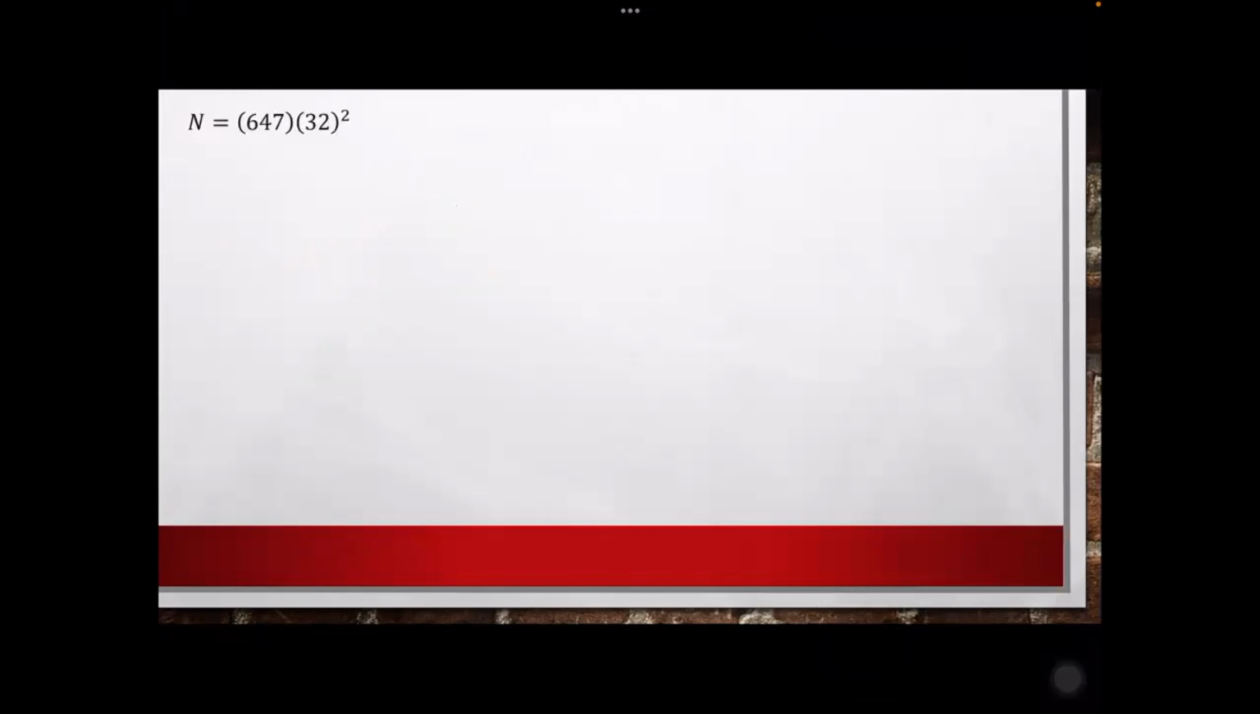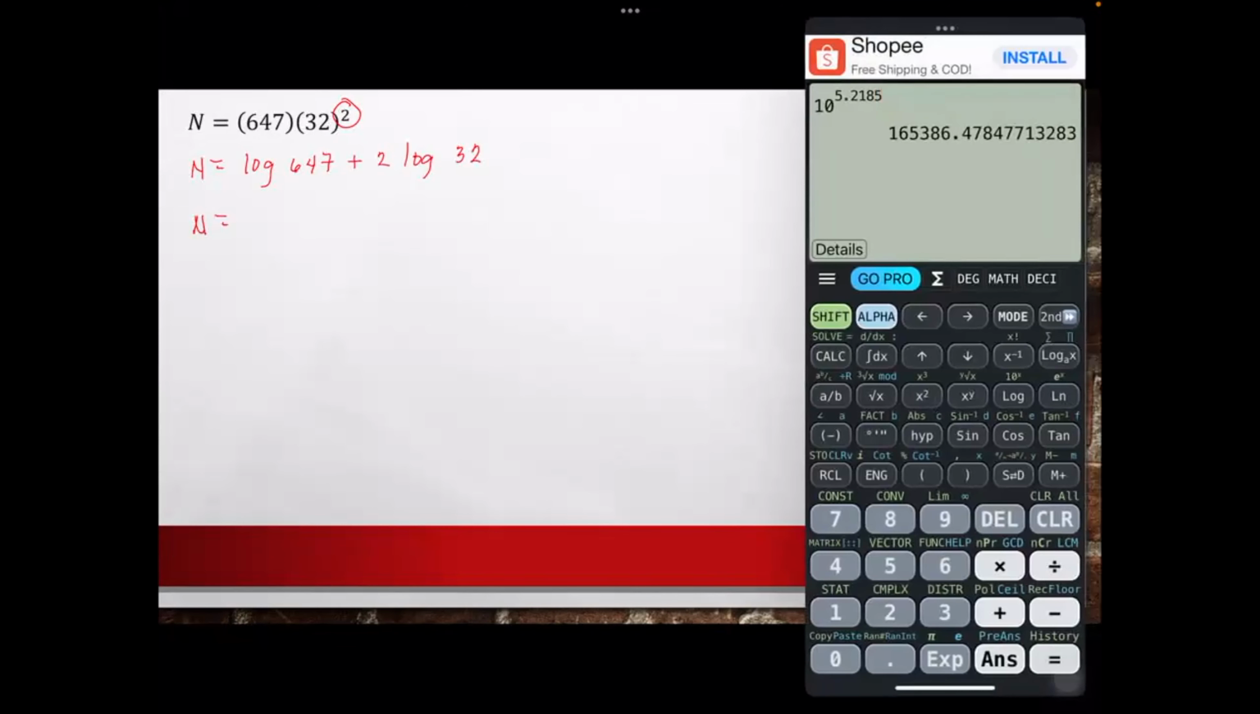The next, we have n is equal to 647 and 32 squared. So, again, magkakaroon tayo dito ng n is equal to logarithm of 647 plus logarithm. Since meron tayong exponent, we have to use the power property. So, 2 logarithm of 32. Then, n is equal to, kunin natin siya sa calculator. So, logarithm of 647 is 2.8109.